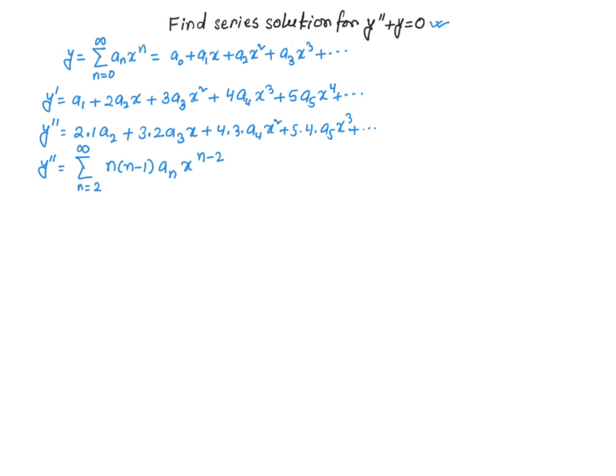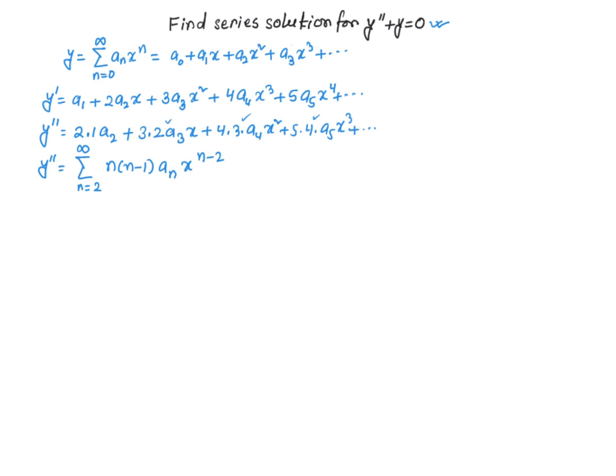So how does this work? Let me tell you. If n is equal to 2, you're going to get 2 times 1 times a sub 2 times x to the power 0, which is 1. If n is equal to 3, you're going to get 3 times 2 times a sub 3 times x to the power 3 minus 2, which is just x. And you'll get each of these terms for this.